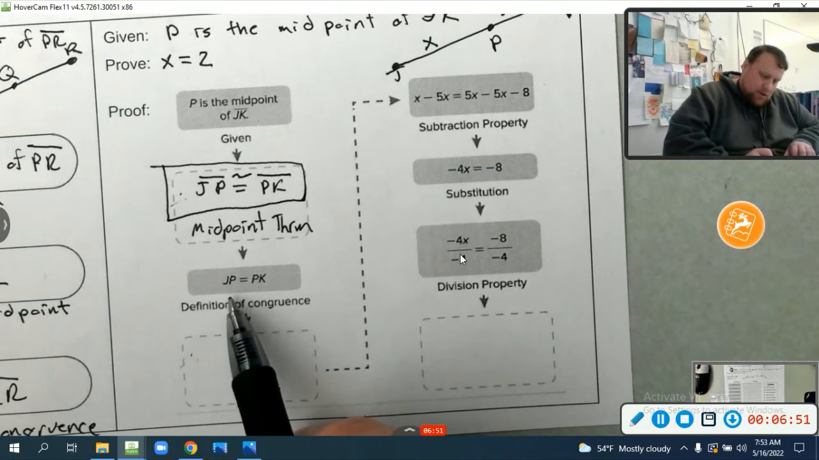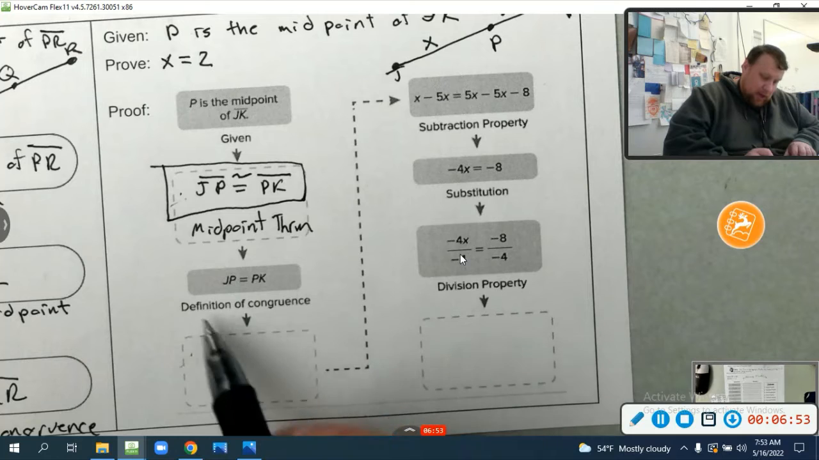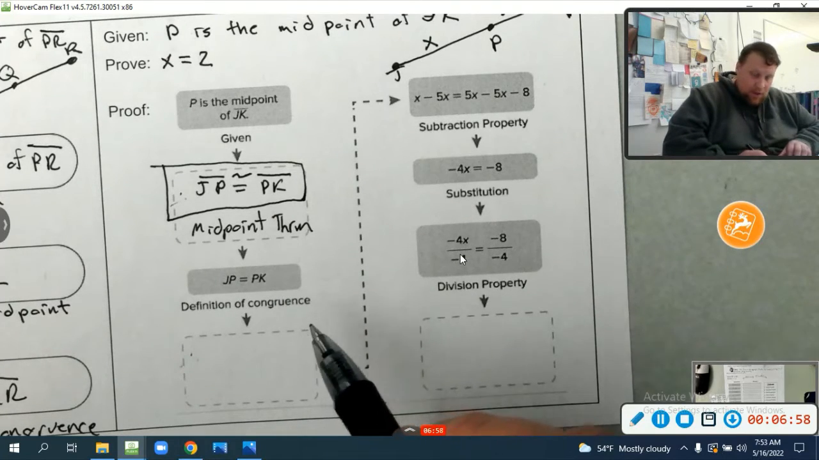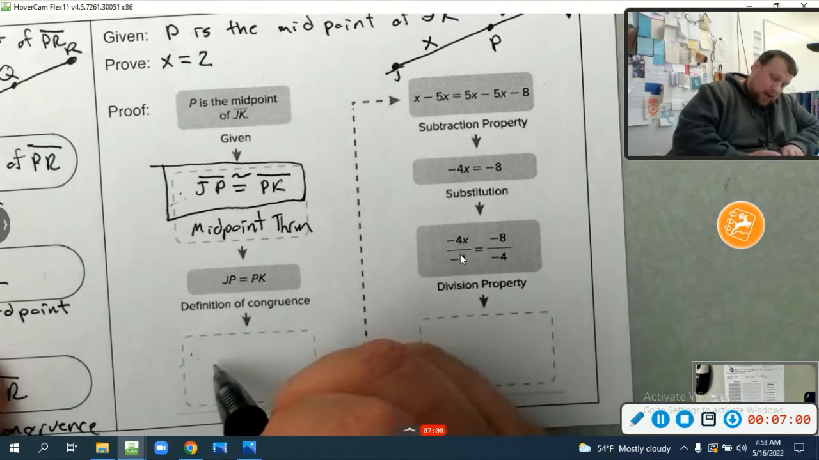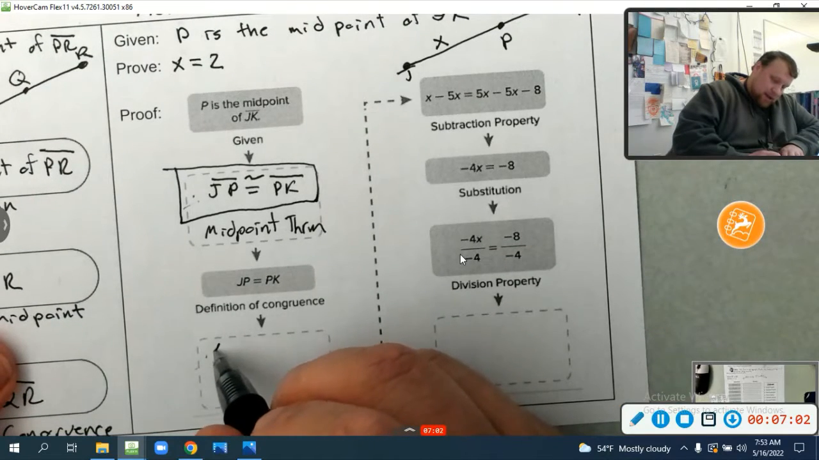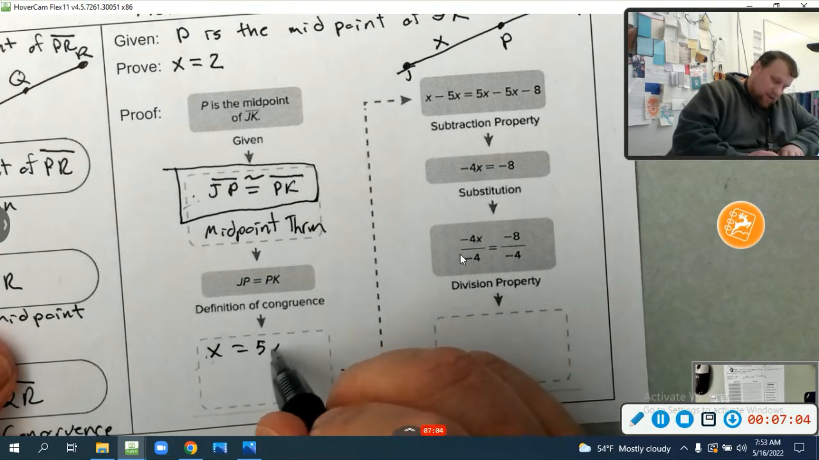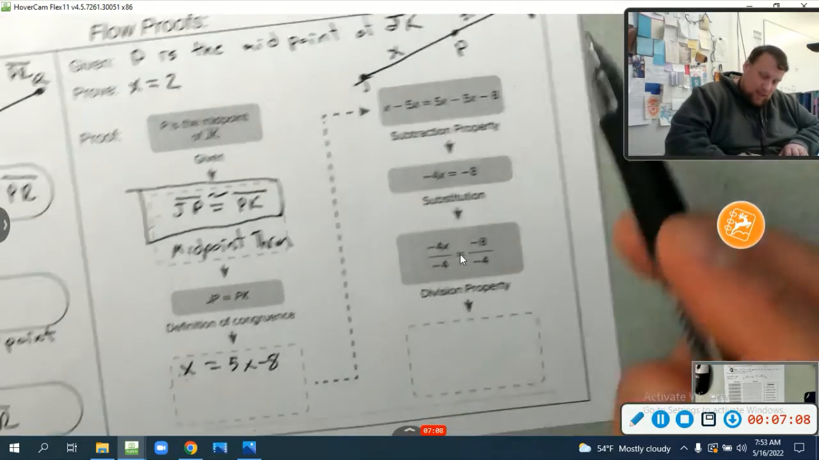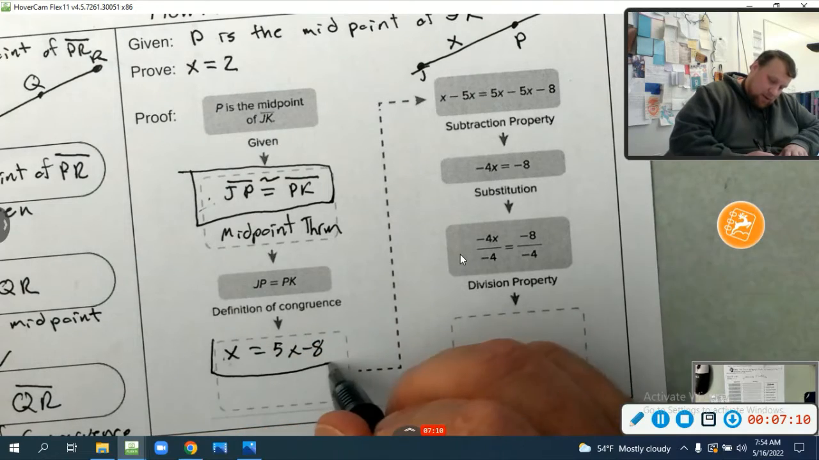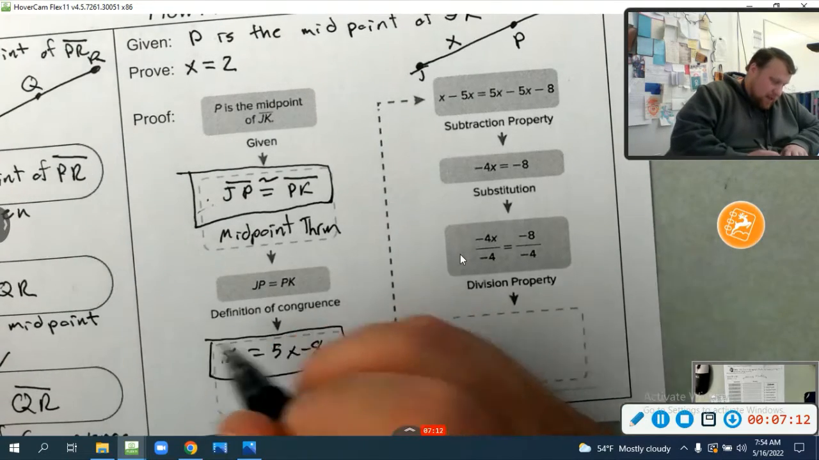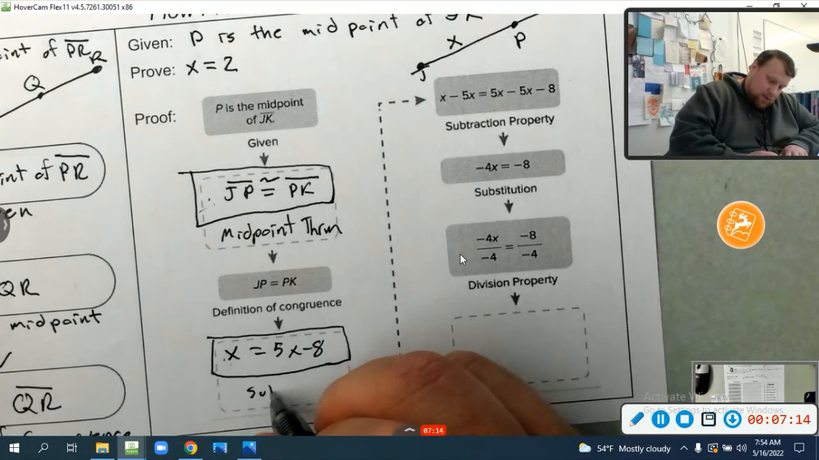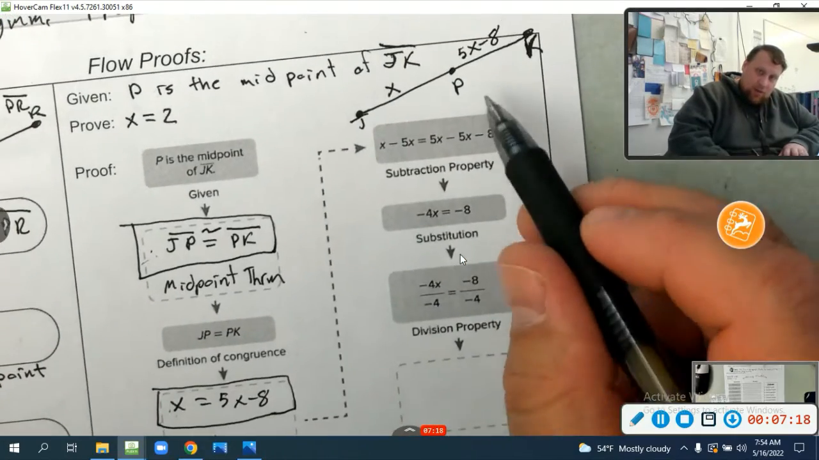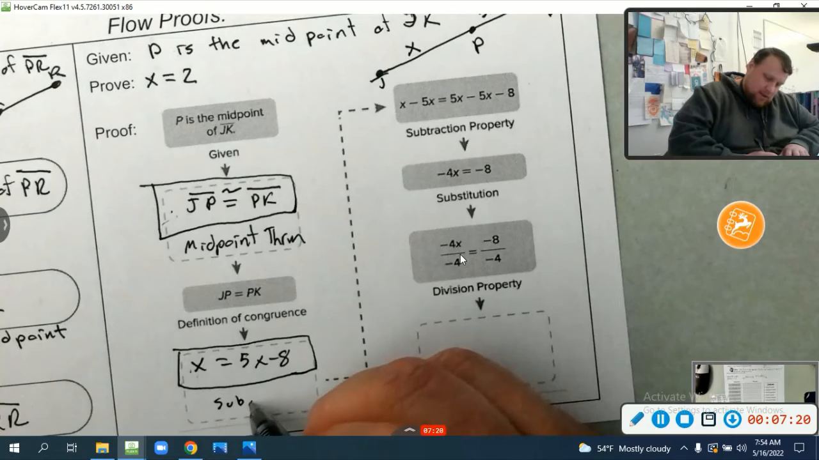So what do we have then? JP equals PK. That's definition of congruence, right? To be congruent means they're equal to each other. And now I'm going to write in x equals 5x minus 8. Why? Well, if these sides are equal to each other, then I can set them equal to each other. We're going to box that up. And that was substitution. All I did is substitute the value for JP, which is x, and the value for PK, which is 5x minus 8. So that's substitution.